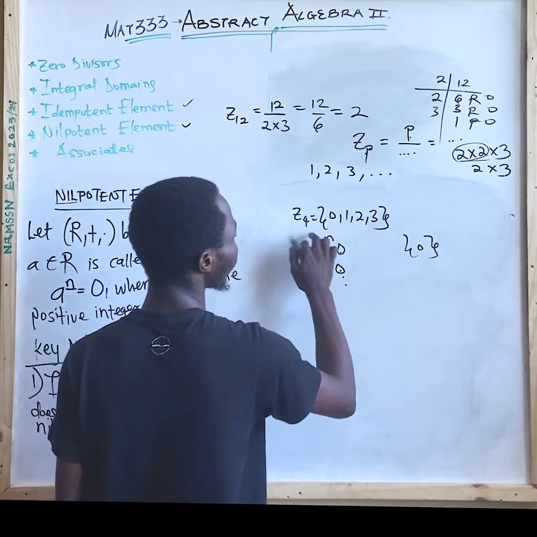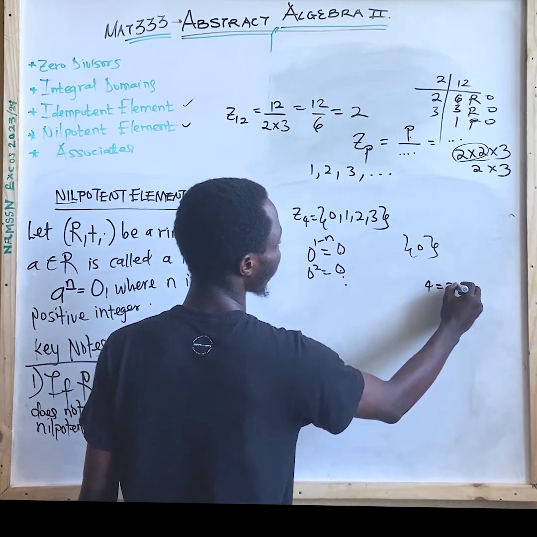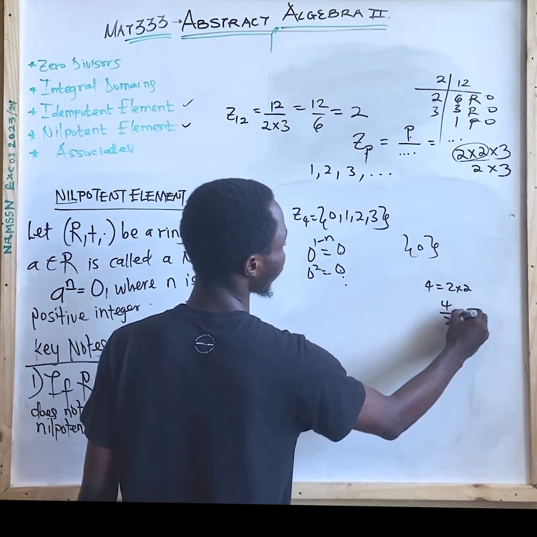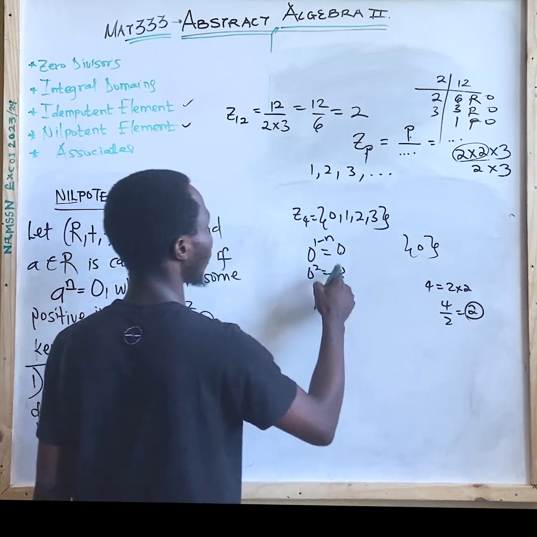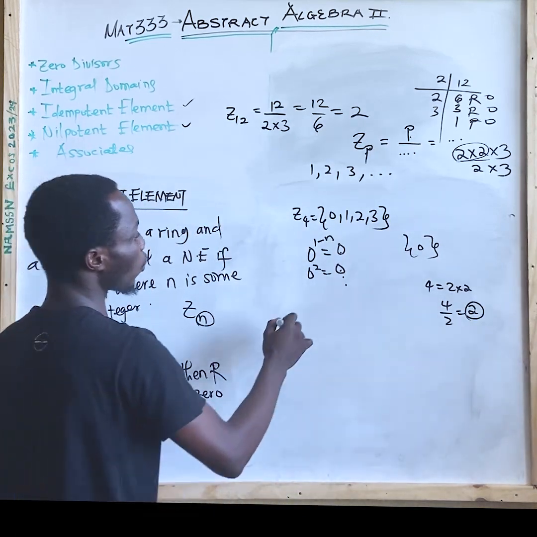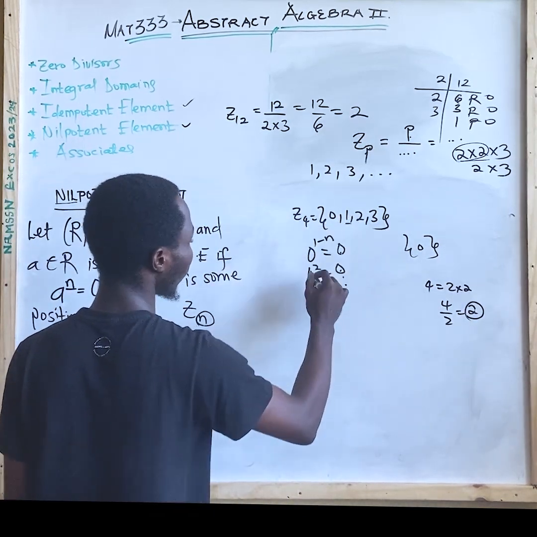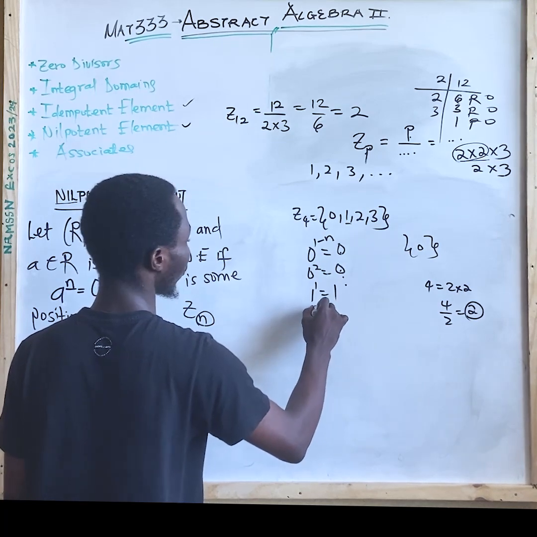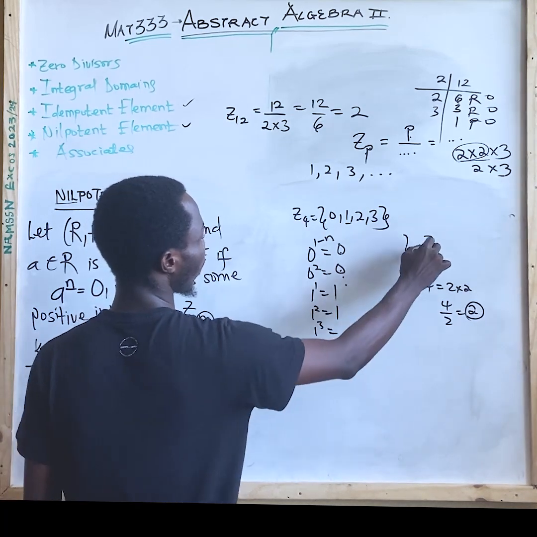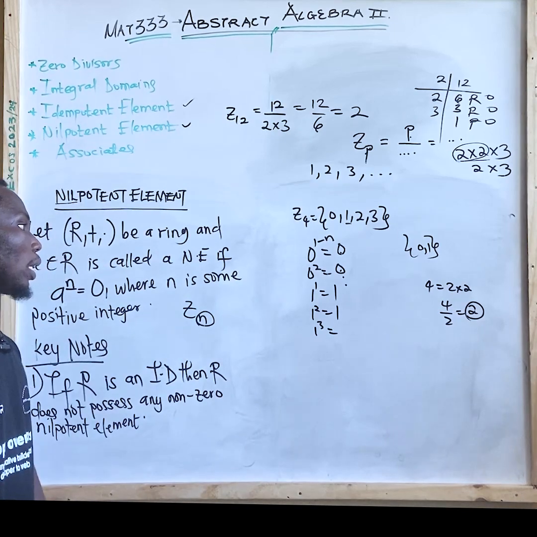I think we said 2. So 4, that's 2 times 2, that's 4 divided by 2, that will be 2. So we have 2 nilpotents, and we need to find the second one. Let's pick 1. 1 raised to power 1 will give me 1. Power 2, 1. Power 3, 1. So 1 is not a nilpotent element here.